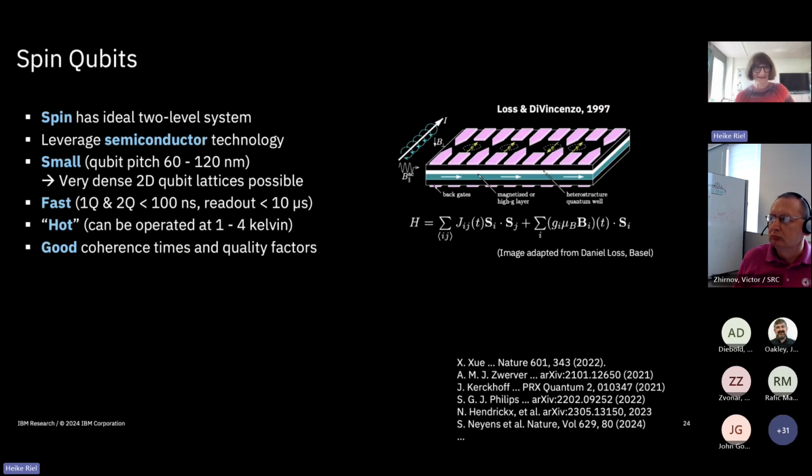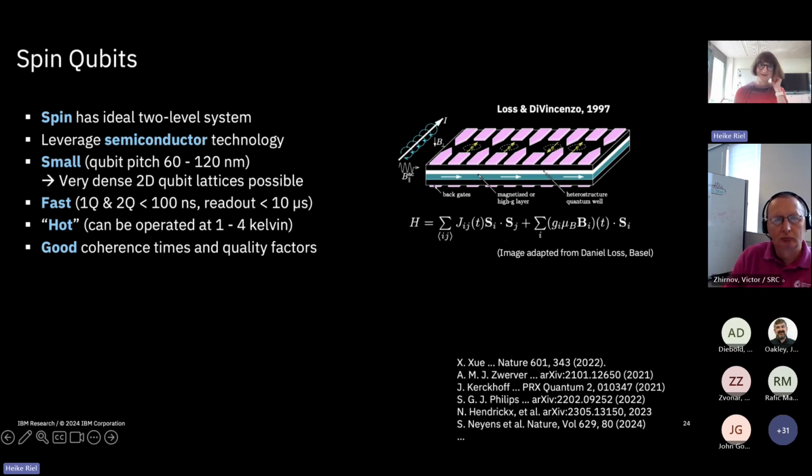Then spin qubits, that comes now closer to semiconductors, because for spin qubits, silicon or germanium is typically used. And here it's quite interesting because you can use the spin as an ideal two-level system. You don't have many other states which you can excite. So therefore, spin has some interesting properties. You can leverage the semiconductor technology. It's small, so you can make very dense 2D qubit lattices. It's also fast in the gate times.